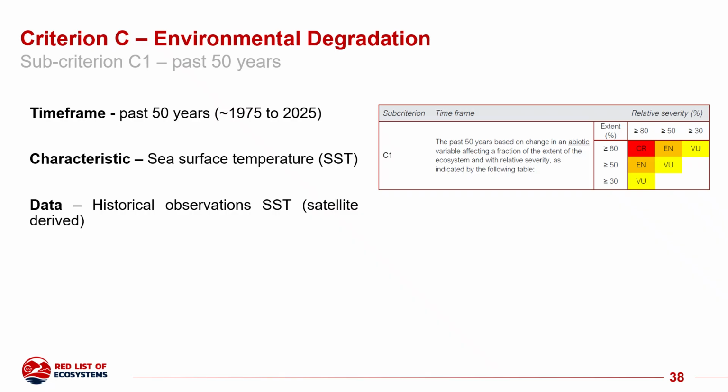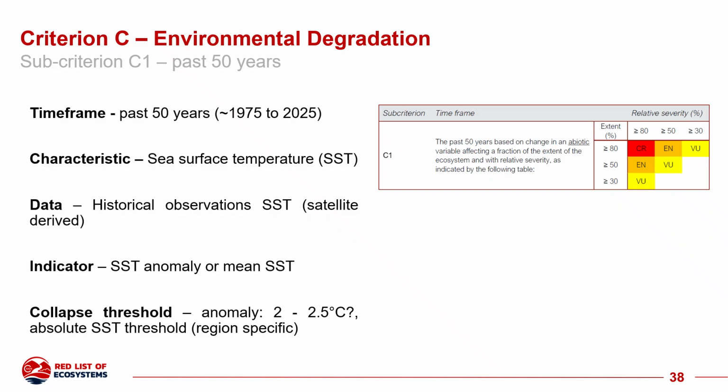To assess Criterion C1, we need to select an appropriate indicator of ecosystem collapse, and a key part of this step is identifying a meaningful collapse threshold. Two possible SST-based indicators are the SST anomaly, which is the change in temperature relative to a defined baseline, and the mean SST. For the anomaly, we can draw on global targets, such as the Paris Agreement goal of limiting warming to below 2 degrees Celsius above pre-industrial levels, to help define a plausible collapse threshold. For the mean SST, each region could determine an absolute SST threshold beyond which coral survival becomes untenable.